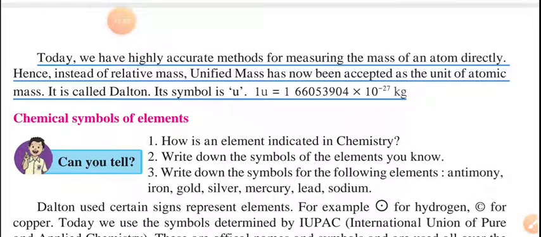Observe this underlined part. Today we have highly accurate methods for measuring the mass of an atom directly. Hence, instead of relative mass, as we have seen in this video, unified mass has now been accepted as the unit of atomic mass. It is called Dalton and its symbol is u. u is for unified mass. 1 u is equal to 1.660533904 multiplied by 10 raised to the power minus 27 kg.